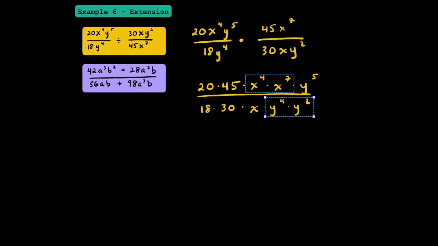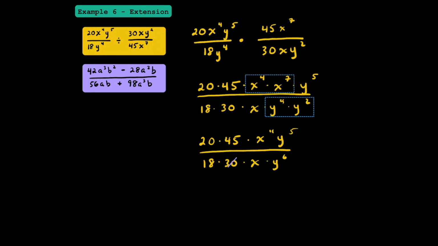order. We can clean up the numerator and denominator a little bit by combining the x to the 4th power times x to the 7th power to get x to the 11th power. We can clean up the denominator by combining the y to the 4th power and y to the 2nd power to get y to the 6th power.